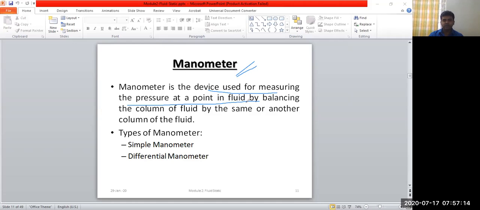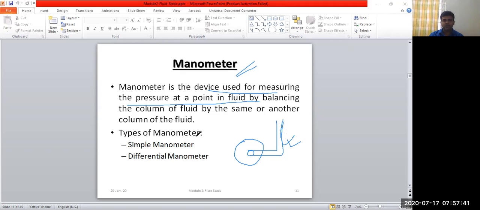When you see the picture, it will be more clear. Suppose this is the flow in the pipe, and we want to measure the pressure at this point. So we connect the glass tube here like this. This is called the manometer. This is one type of manometer.